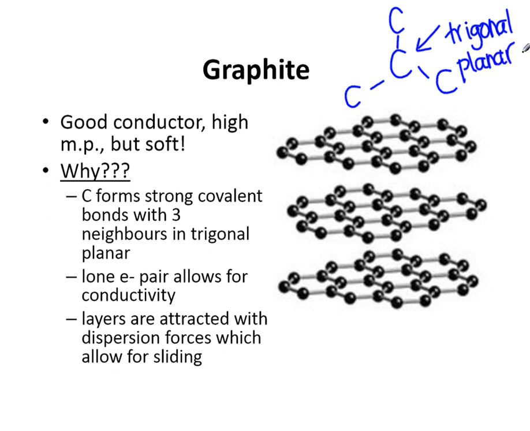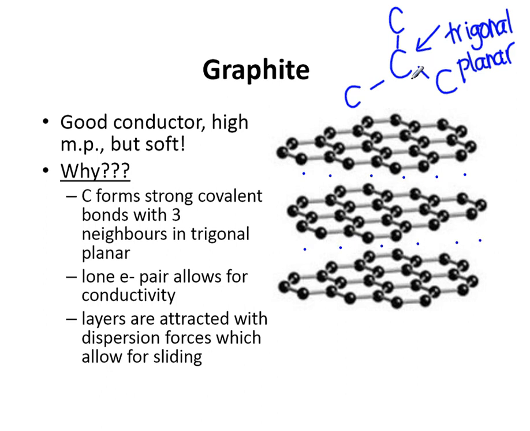Now you might be thinking, well, carbon has 4 electrons around it. What happens to the other one? The other 1 electron that's not paired with anything sits in between these sheets of graphite.